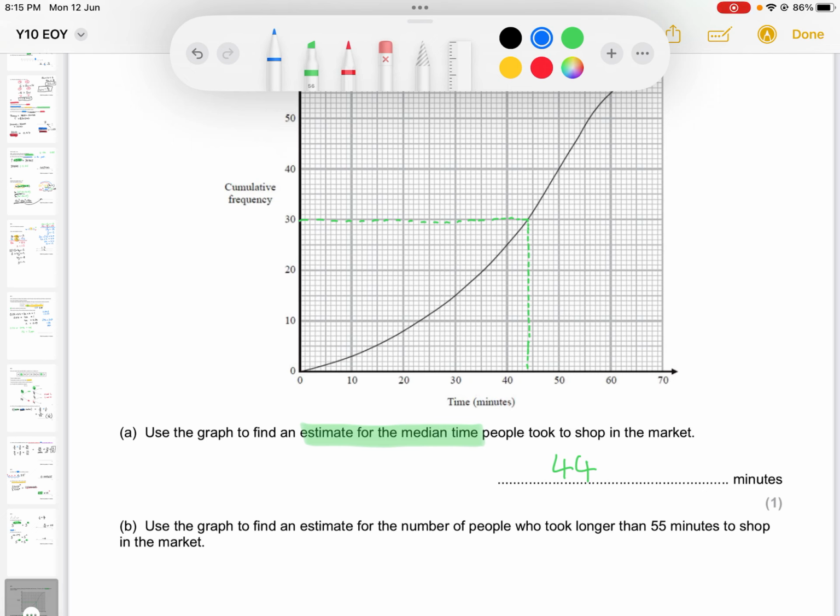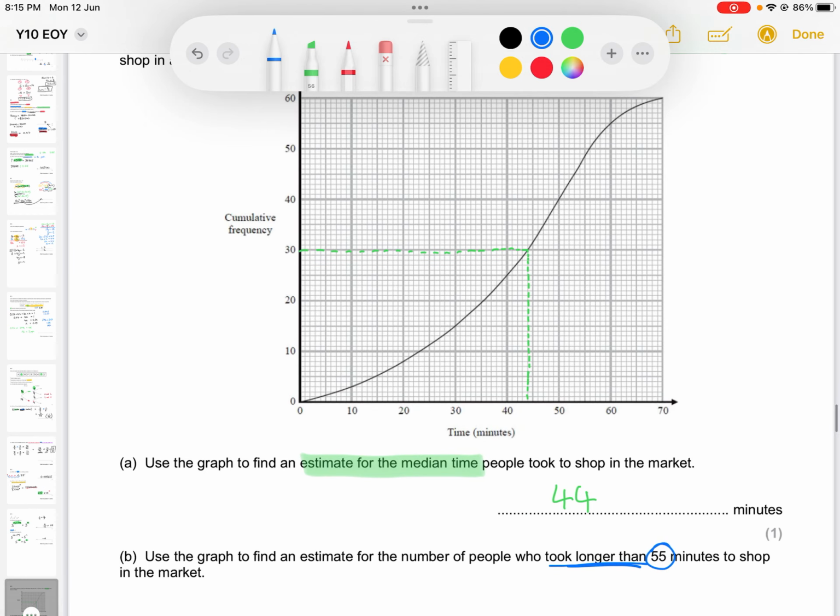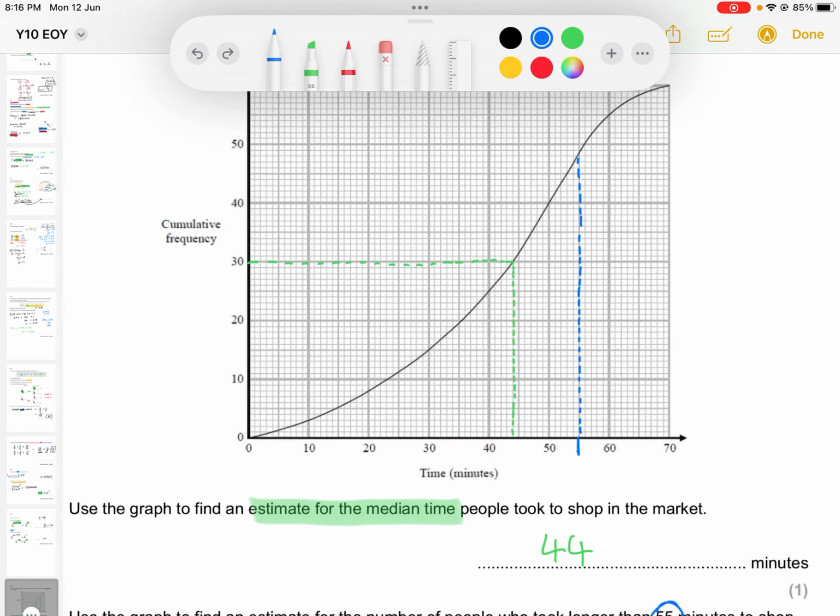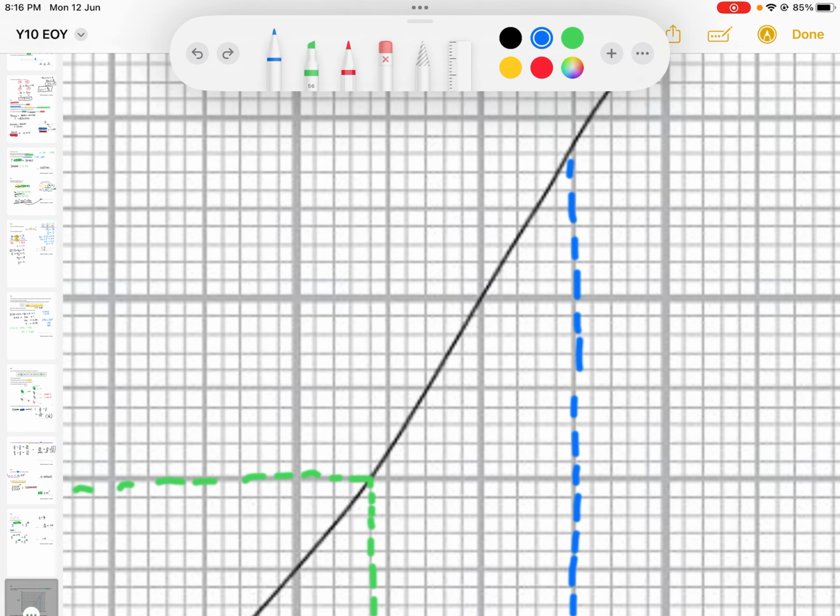Part B: use the graph to find an estimate for the number of people who took longer than 55 minutes to shop in the market. So 55 minutes, first of all, will be here. If we go up our graph, it's important as well, because you have this "use the graph" in each of these questions, you've got to show your workings in the form of something like what I'm doing on the graph here. Markings on the axes or lines like I've drawn are the most perfect thing you can do. And yeah, take it from there.